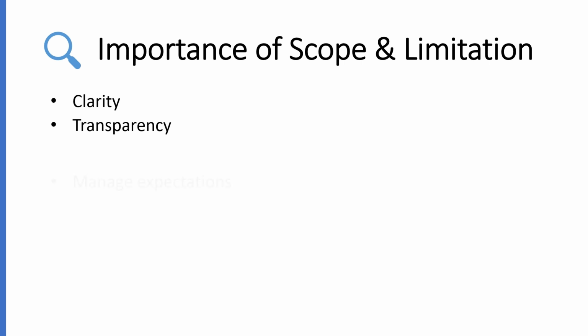And finally, it's important because it helps manage expectations. So the scope and limitation of the study will help to manage the expectations of the stakeholders, your target beneficiaries, the funding agency, your supervisors, advisors, panelists, and even the participants of your study. So this ensures that everyone involved in the research understands what the study can and cannot achieve.